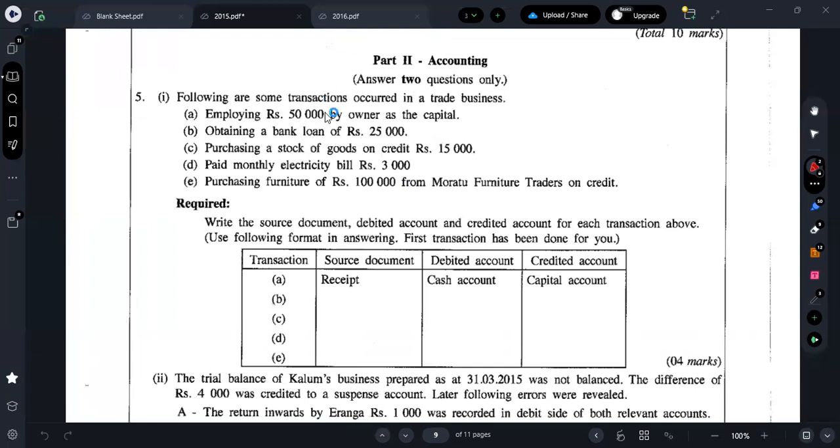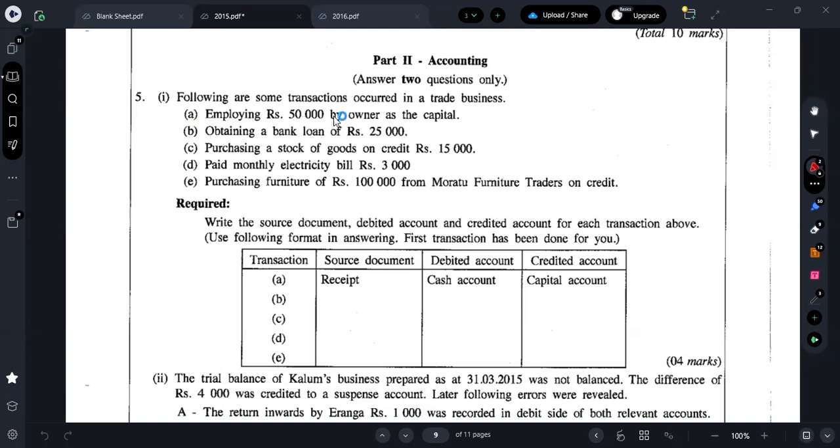Okay. Following are some transactions occurred in a trade business. They have given some transactions from A to E. Required: write the source document, debited account, and credited account for each transaction above. Very easy, guys. Let me explain how to do this. We have source document, we have debit account, and we have what, guys? Credit account.